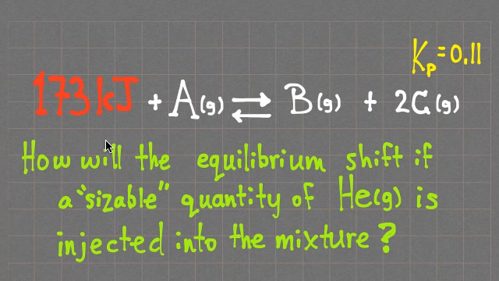How will the equilibrium shift if a sizable quantity of helium is injected into the mixture? By sizable, I mean 2 moles, 1 mole. And the answer is helium is unreactive. Of course, I'm assuming that none of these are helium in a chemical reaction because helium doesn't react. So if I inject an inert gas or a gas that has nothing to do with equilibrium and does not interact chemically, then the answer is no effect. The balance will not be shifted.